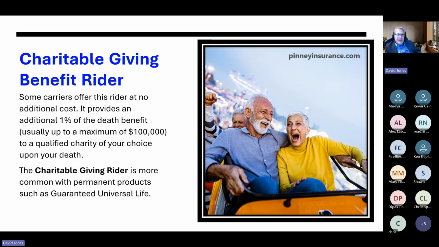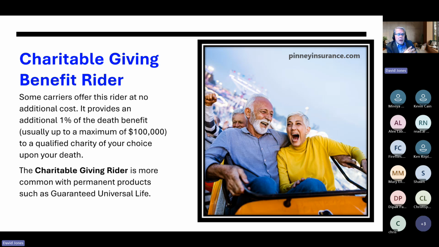And a charitable giving benefit rider. I would guess that a lot of agents aren't aware of this one, and it's out there. I think it's probably more common on some of the permanent products, but you can find them. It's worth looking at if somebody wants to give to their church or some other charitable organization. This will add 1% to the death benefit. It doesn't take away from your designated beneficiaries.